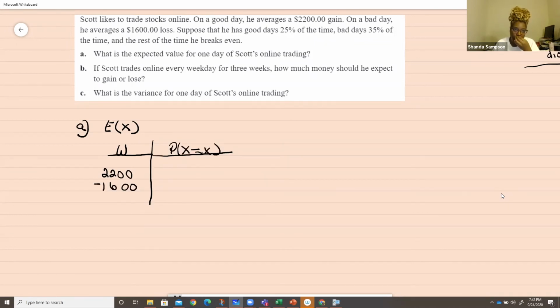So for the probability of his win-lose, his good days are 25%, and a probability is between 0 and 1, which is 0.25. But on his bad days, he has 35% of the days, 0.35. Now, the reason that I don't put any more days here is because on the other days, he breaks even. So his win-lose would be 0. So 0 times anything is going to be 0. That's why you don't have to put it here.